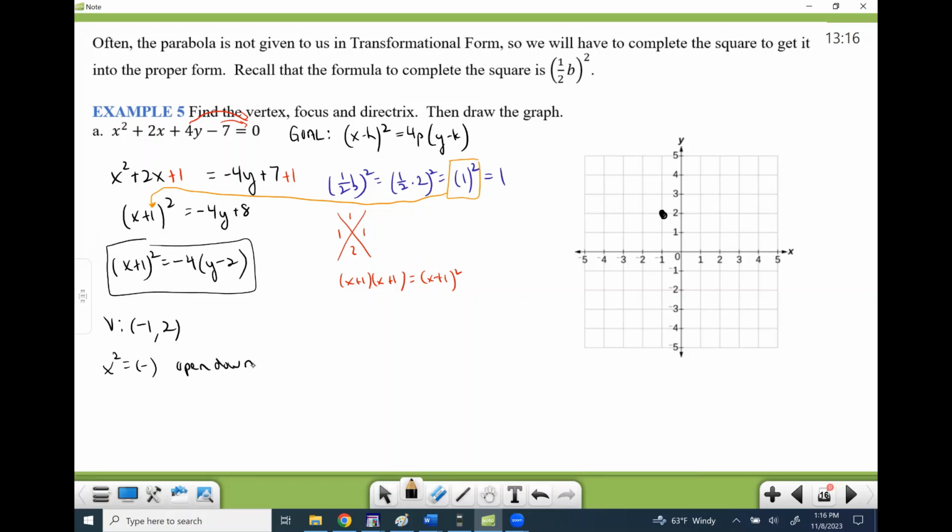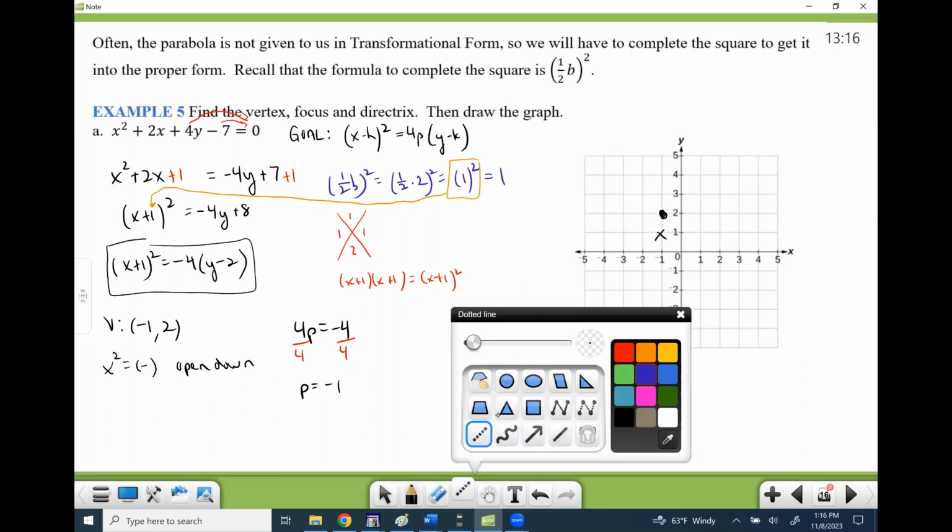Okay. All right. So let's go get the p. 4p equals the number in front of the non-squared term. We're going to divide by 4. p equals -1. So we're going to go down 1, and we're going to go up 1 for our directrix.